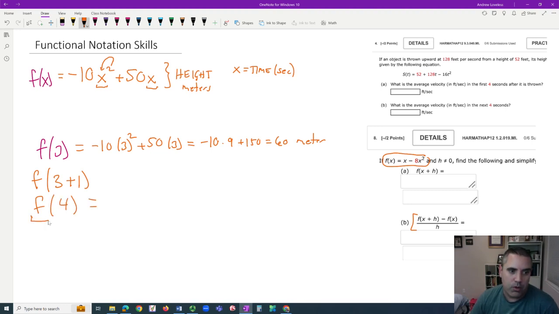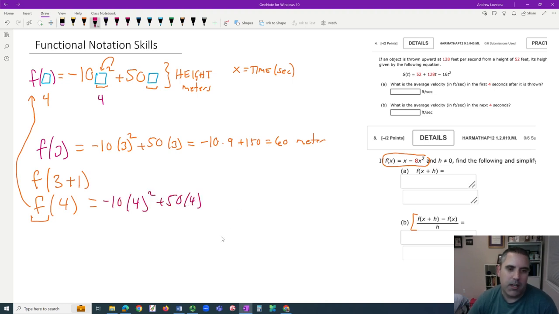Then you say, okay, I'm calling on the function. So you have to go up here and look. And the thing I'm plugging into the function is a 4. And then you go over here and replace. In fact, some students, the x distracts them. So just think of it as a location. And whatever you plop in this location, you put everywhere else. So you put a 4 here. This is going to be negative 10 times 4 squared, plus 50 times 4. And then you could calculate it.